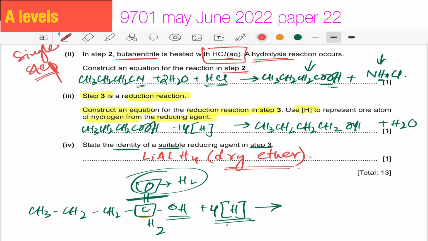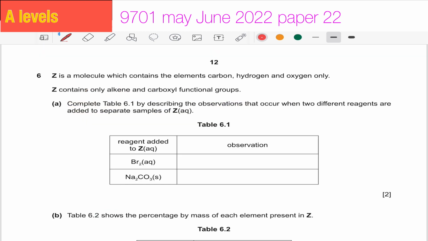So this is the last part of this question, and now we move on to the last question of this paper. All right, so this is the last question from this paper, and this question states that Z is a molecule which contains the elements carbon, hydrogen, and oxygen only.